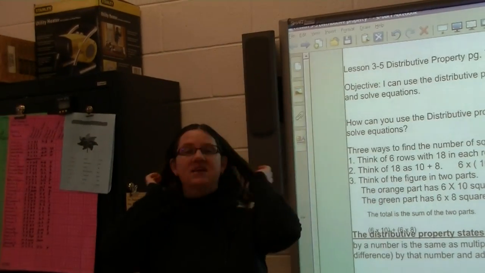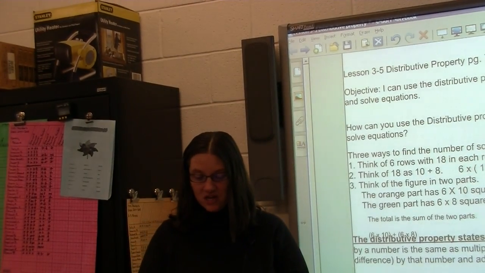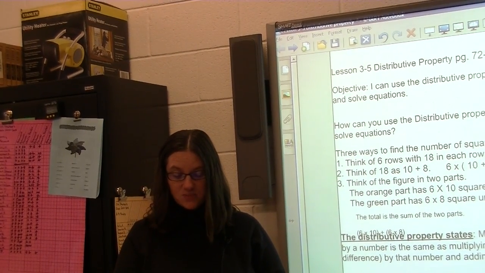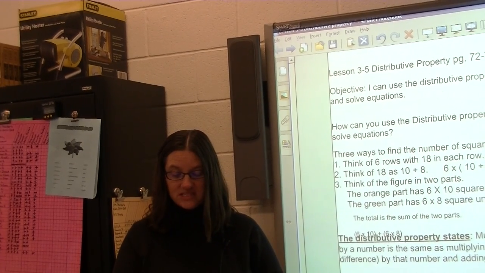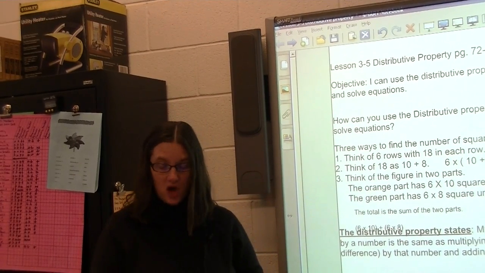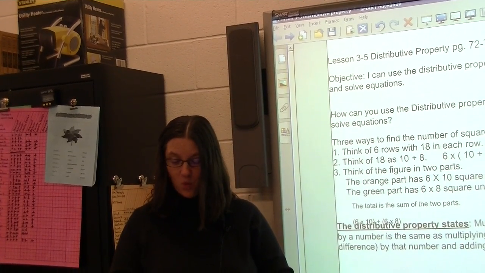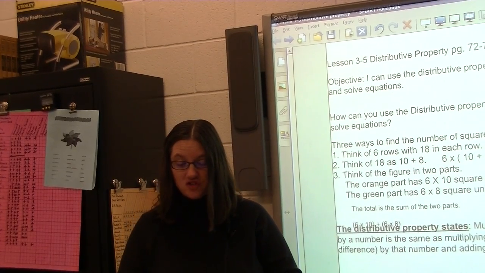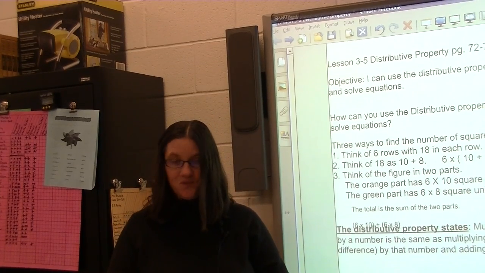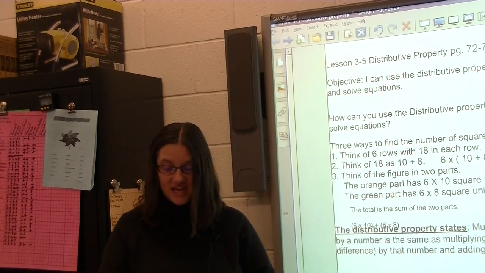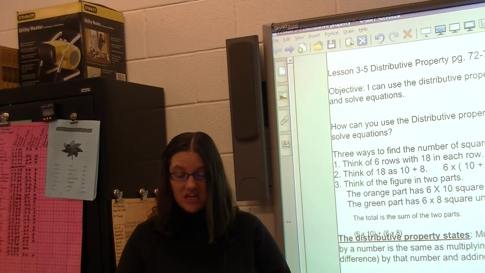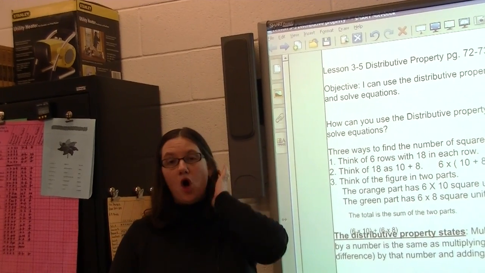Our first question there is, how can you use the distributive property to write expressions and solve equations? It says, what expressions can you write to represent the number of square units inside the rectangle? Okay, fifth grade, I need you to look at that rectangle with me and put your finger over there. I need to first know, what does this figure show? What is it? What shape is it? Good, a rectangle. And how many parts does it have? How many parts is it split into? 2. Good.